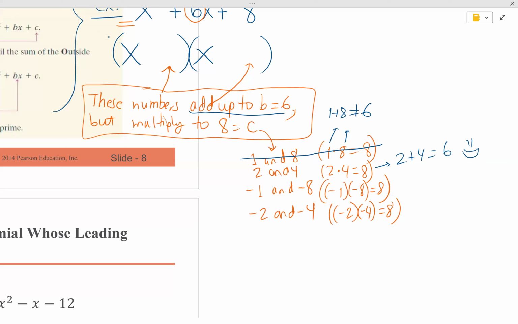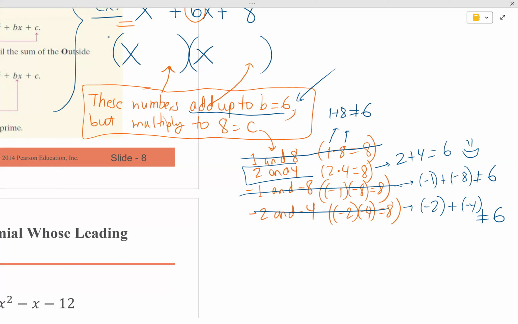Yeah, okay. Just to be safe, I'm going to rule these guys out. -1 plus -8 is definitely not 6 like we want. It has to add up to 6. How about -2 plus -4? It's -6, not 6. So yeah, these won't work. The only pair that has product 8 and sum 6 is 2 and 4. It doesn't really matter what order they're in. It could be 4 first and 2 second. Either way would work.